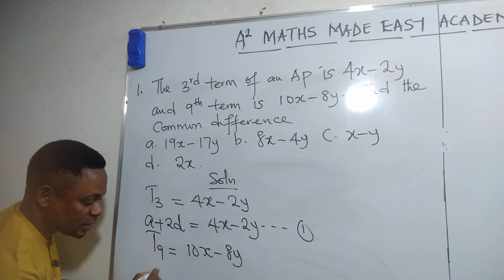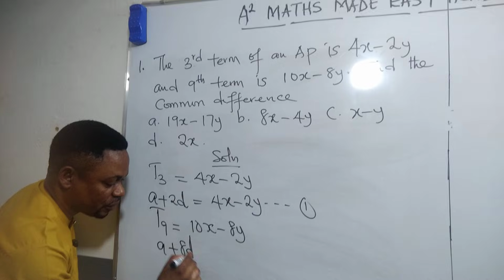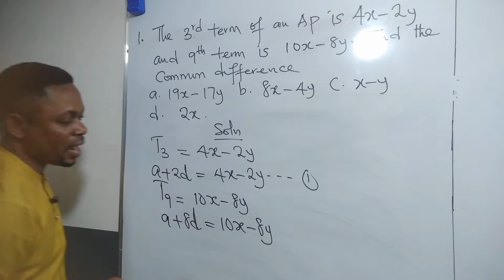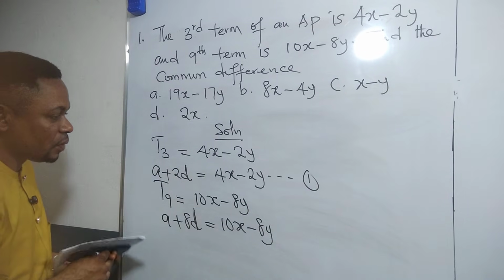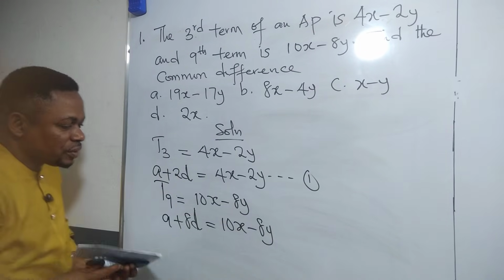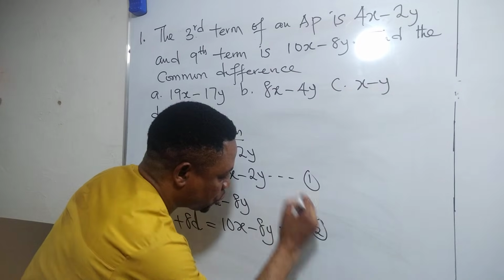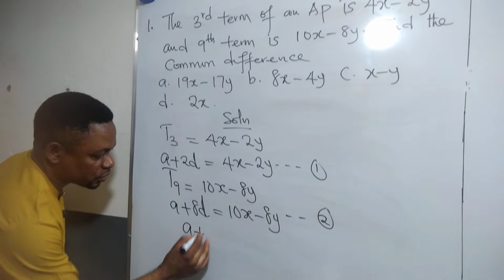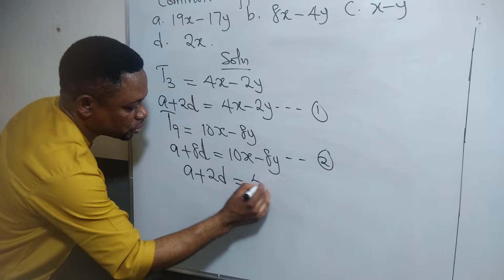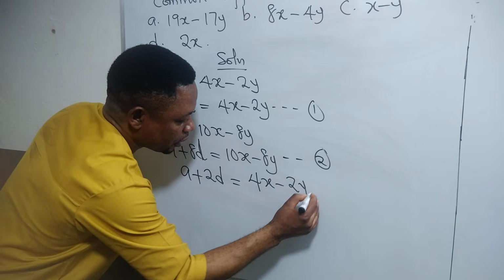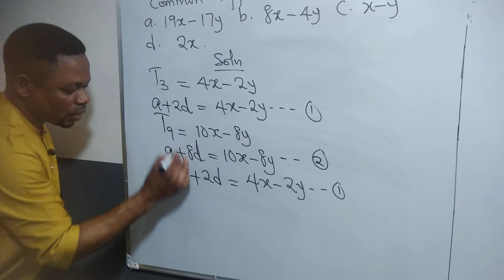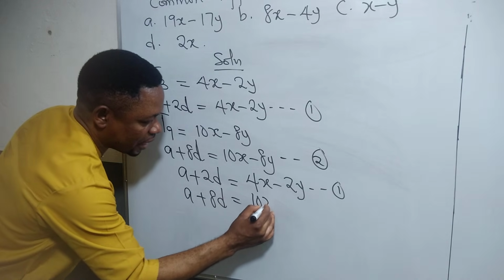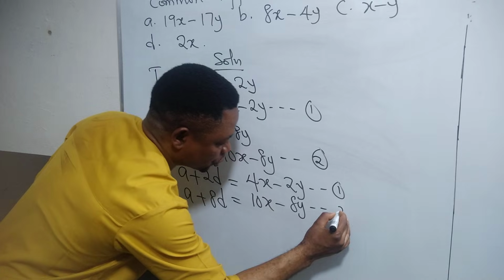Now what is the formula for the ninth term? It is a plus 8d. Are you with me? Which is equal to 10x minus 8y. Are you there now? Now if this is known, the question is, how am I going to consider this? I'll call it equation 2. Now watch this. I will now compare the two: a plus 2d equal to 4x minus 2y. Remember, this is equation 1. Then what is equation 2? a plus 8d equal to 10x minus 8y. This is equation 2.